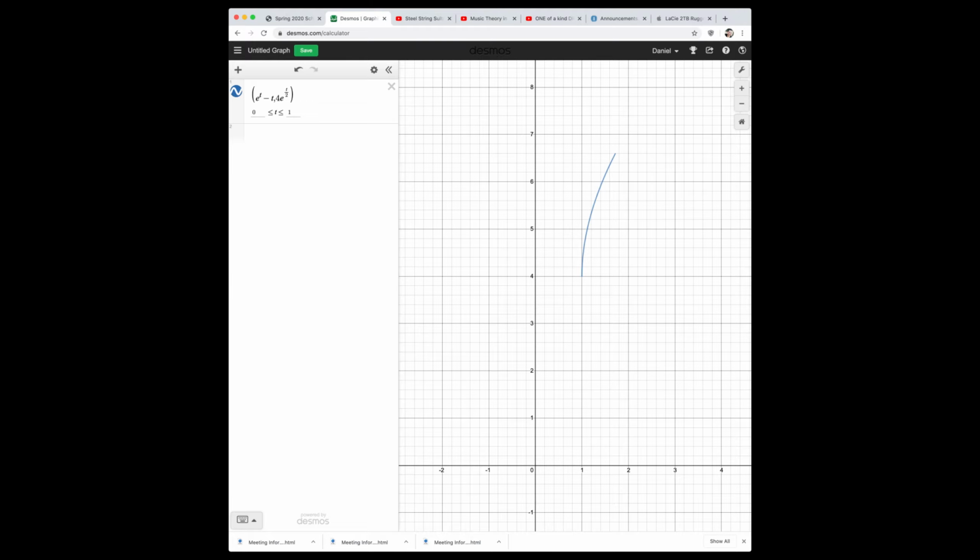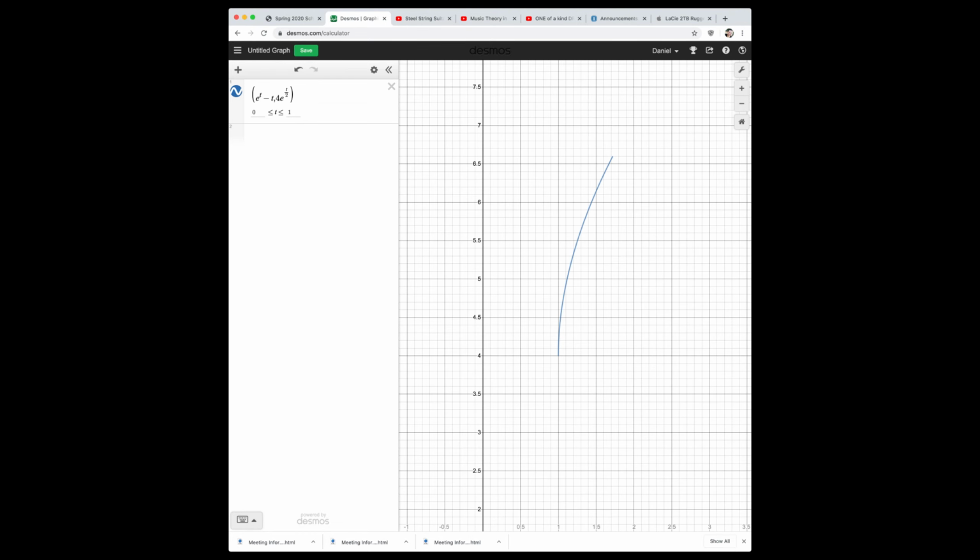All right, initial point is at (1, 4), and that's what we're starting way down here. Terminal point is going to be on top there. So we're trying to find that arc length. How long is that? Pretty good.